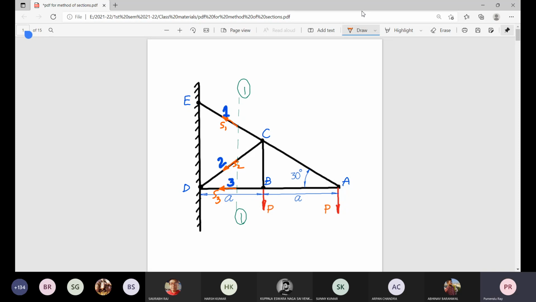Now, if we consider the equilibrium of the portion on the right of this section 1, 1, this is a case of coplanar but non-concurrent force system. So here also you can develop, as usual, three equations of equilibrium: sigma Fx equal to 0, sigma Fy equal to 0, and sigma M equal to 0. Right? And you can solve for these three unknowns, S1, S2, and S3, which is by method of section.